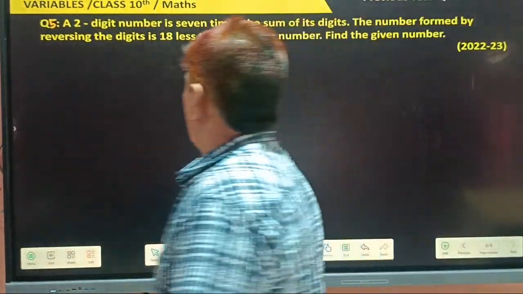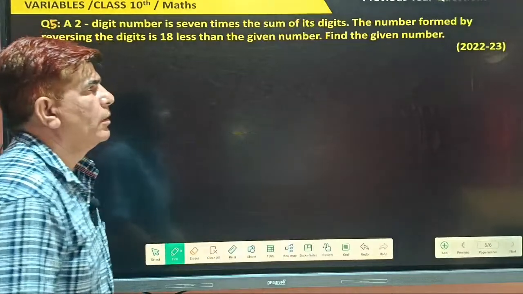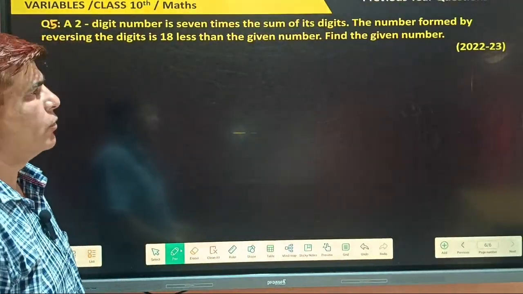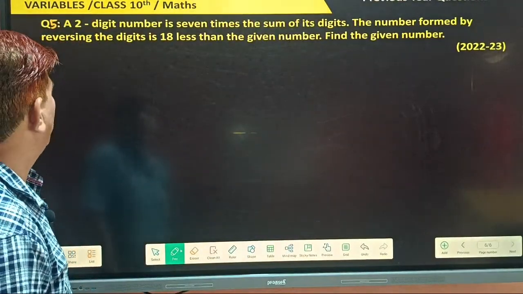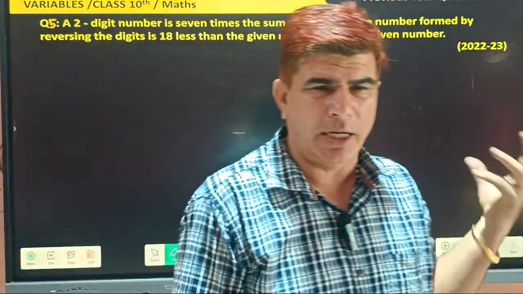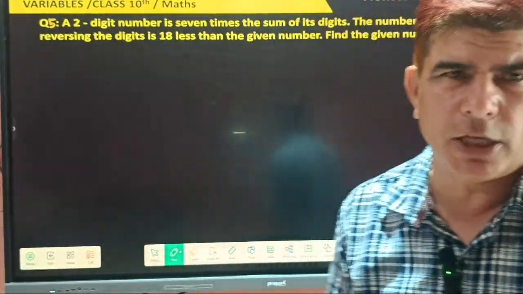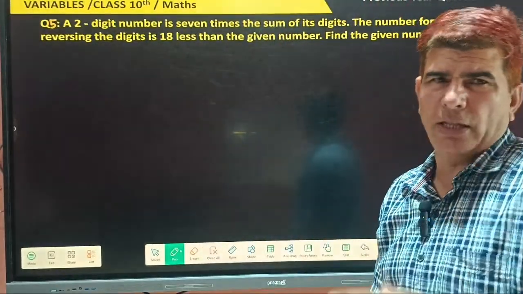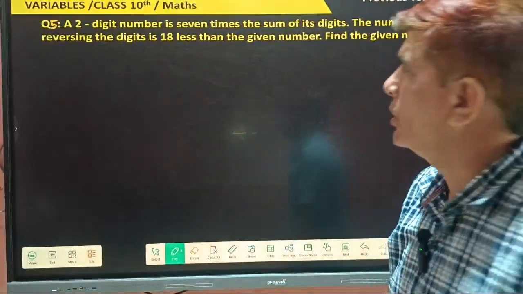Question number 5 came in the board exam 2022-23. These questions I told you are related to age, fractions, speed. Not only important for 10th class, important for competitive exams also.